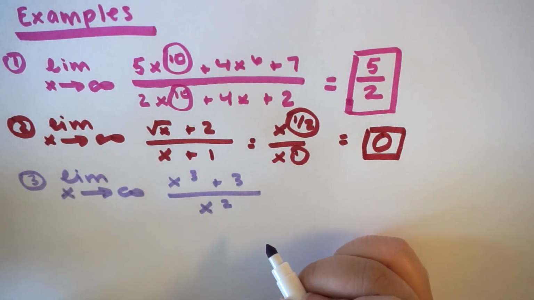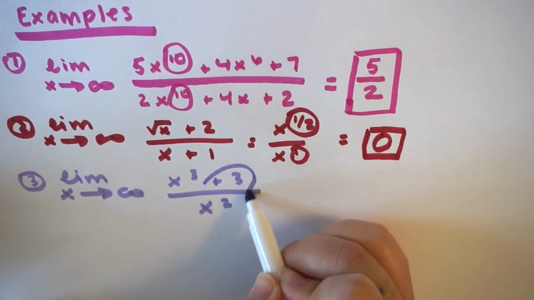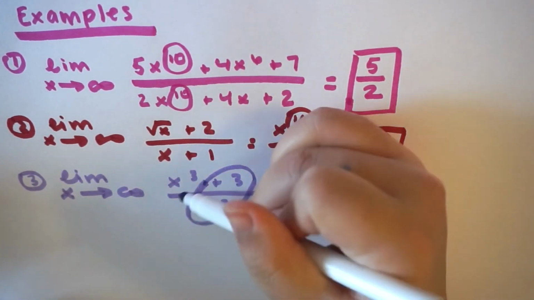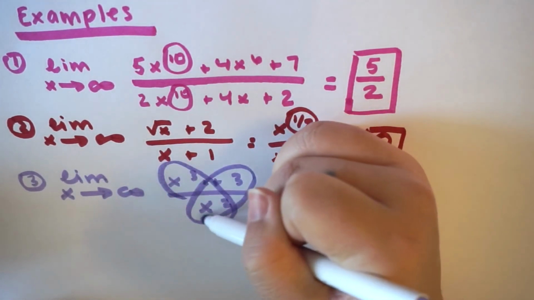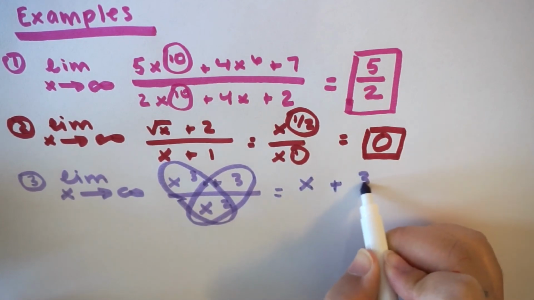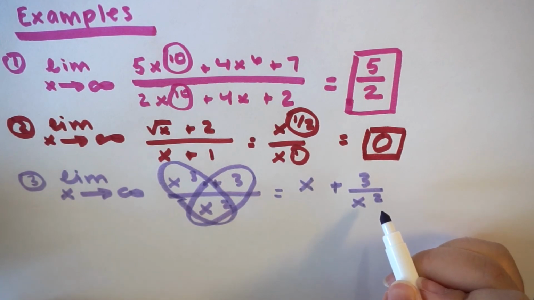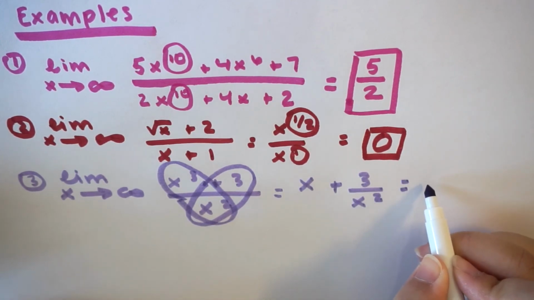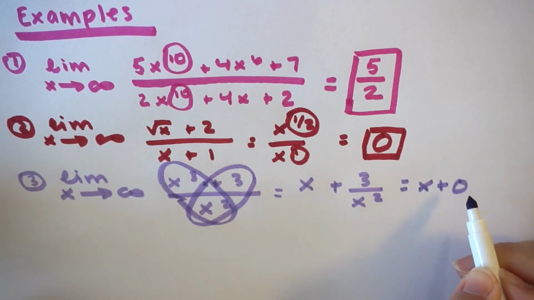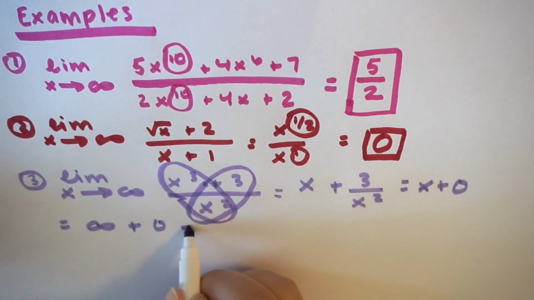And so I'm going to divide and split x cubed plus 3 into two terms. So this will become 3 over x squared, and x cubed divided by x squared is simply x. And now I will take the limit of x plus 3 over x squared. And since 3 over infinity squared is 0, it'll turn into x plus 0. So you plug in infinity for x, and infinity plus 0 is infinity.